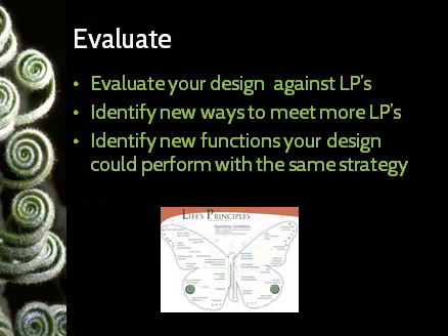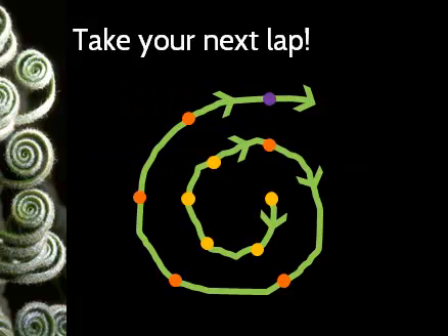And as we learned last week, you evaluate whatever design concept you come up with against life's principles. And as you learned last week, in doing so, you then identify new ways to meet more of life's principles. And then you can identify new functions that your design could perform with that same strategy, or more functions that it could perform with new strategies. Which leads you into your next lap of the design spiral. So you go through one lap and you end up with the evaluate stage, and it takes you right back into the next phase. Okay?